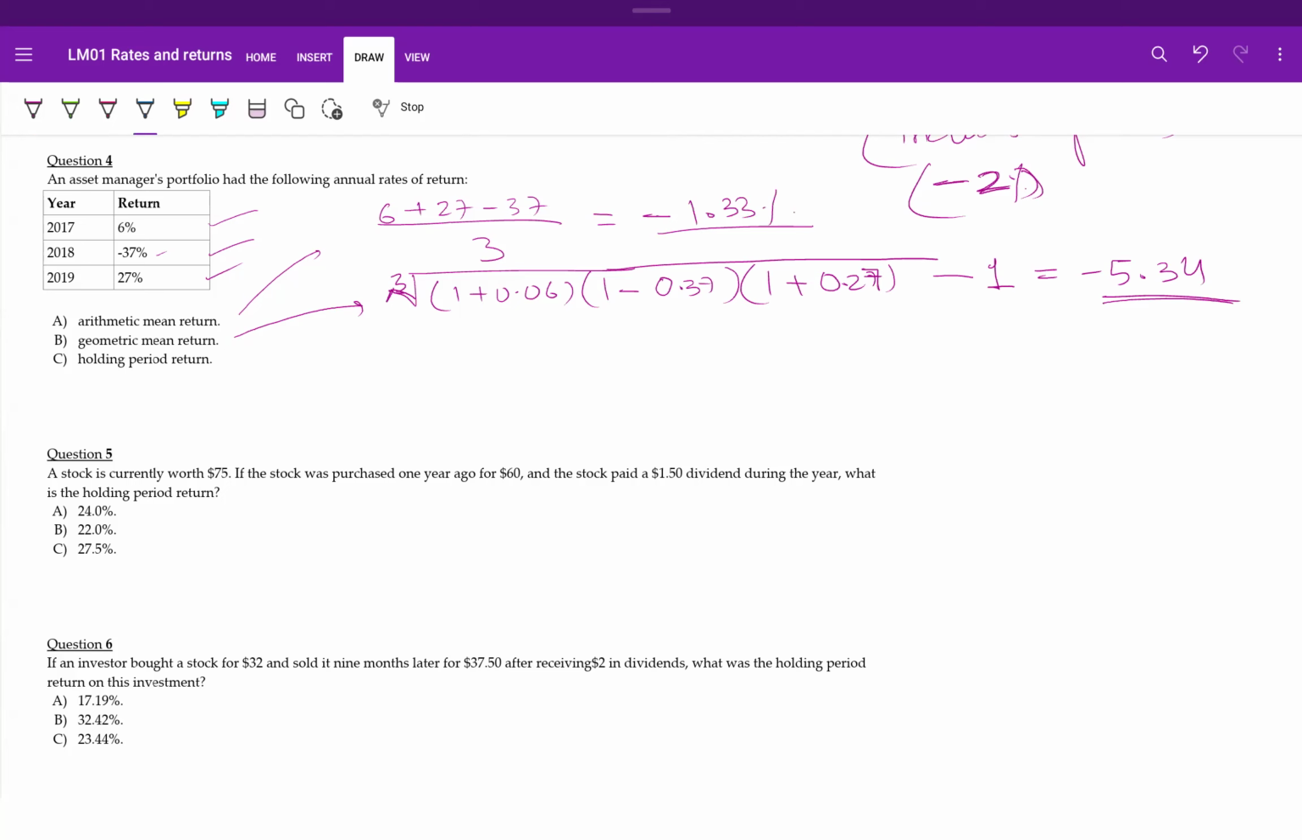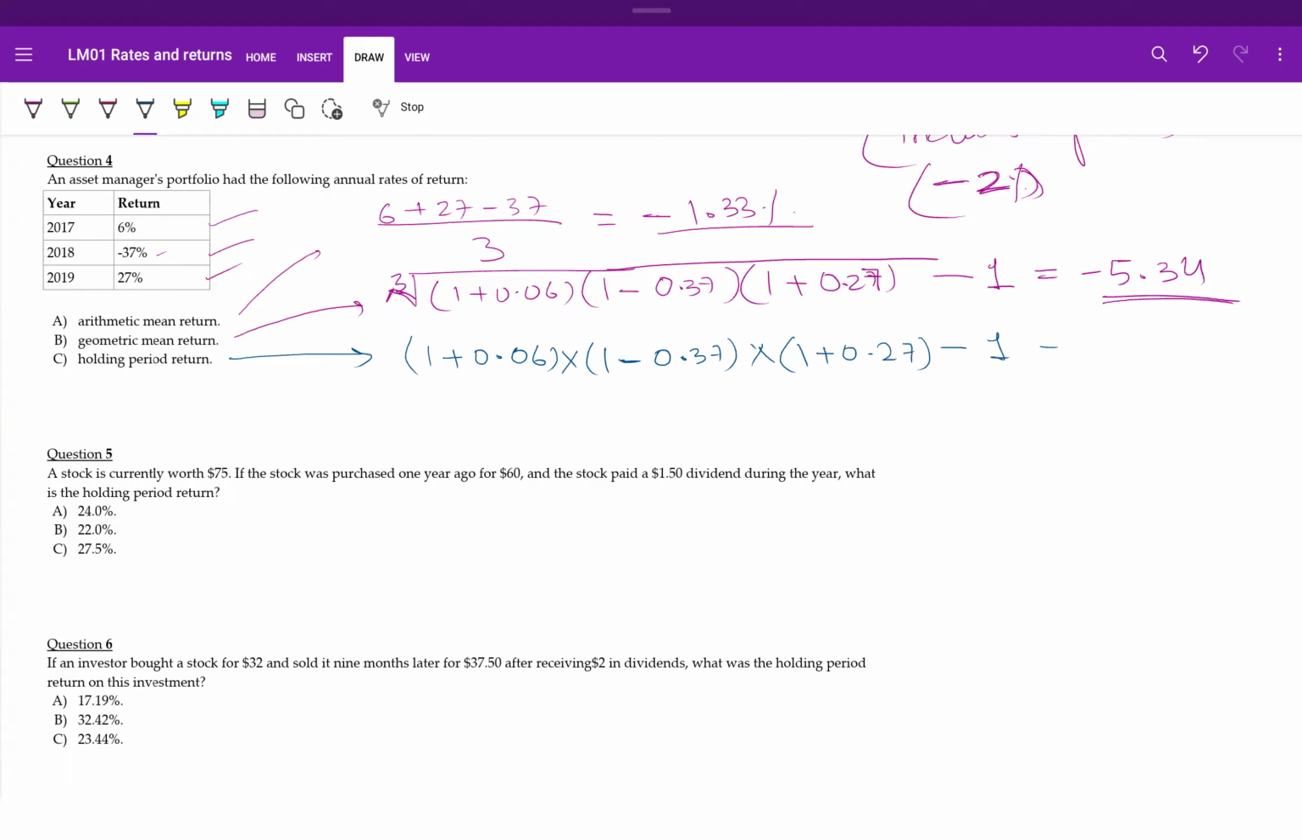And if you calculate using the holding period return, it's going to be 1.06 multiplied by 1 minus 0.37, multiplied by 1 plus 0.27, and you subtract 1.